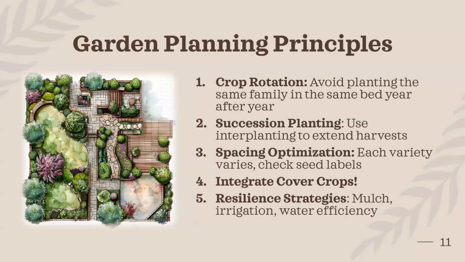Another thing to think about is spacing optimization. Each variety of plant or vegetable is going to vary depending on how much space it needs. Always check your seed labels for the maximum size of the plant, whether that's height or the width of the canopy of leaves. Something like carrots might not have as much horizontal space, but they might need space vertically for their greens to grow, versus a squash plant might need quite a bit of space between each plant, as those leaves and vines can get very big.